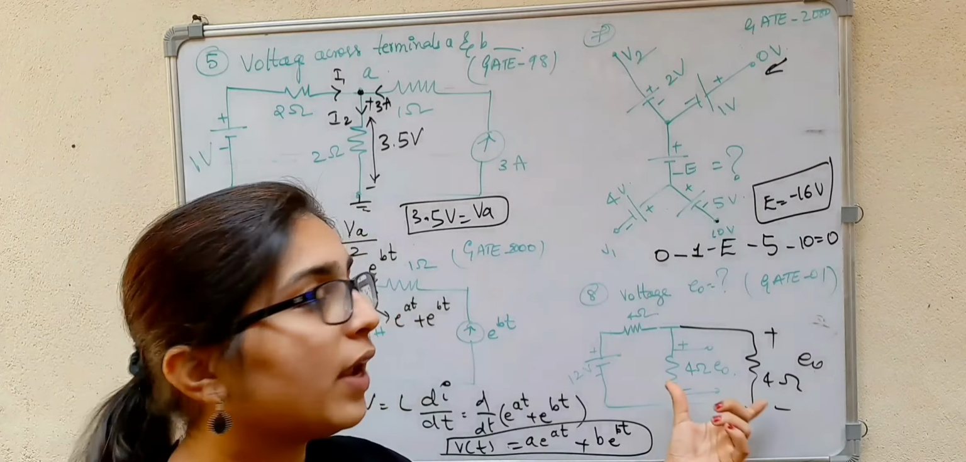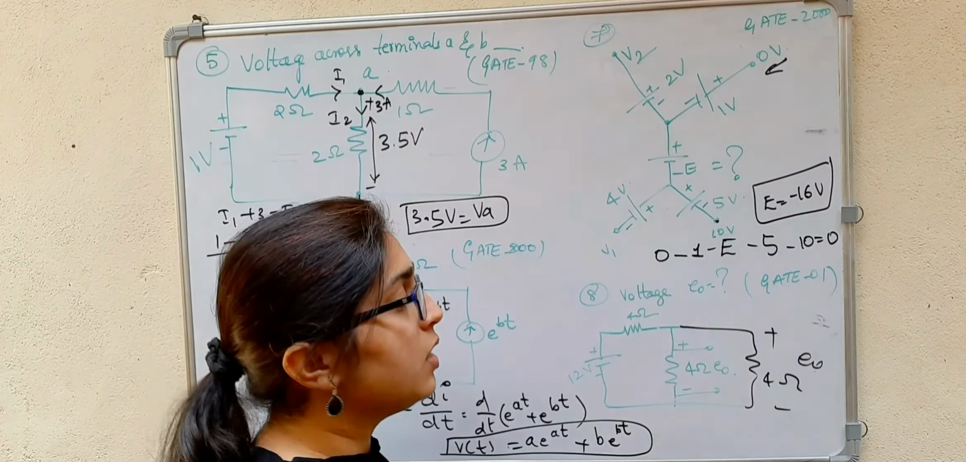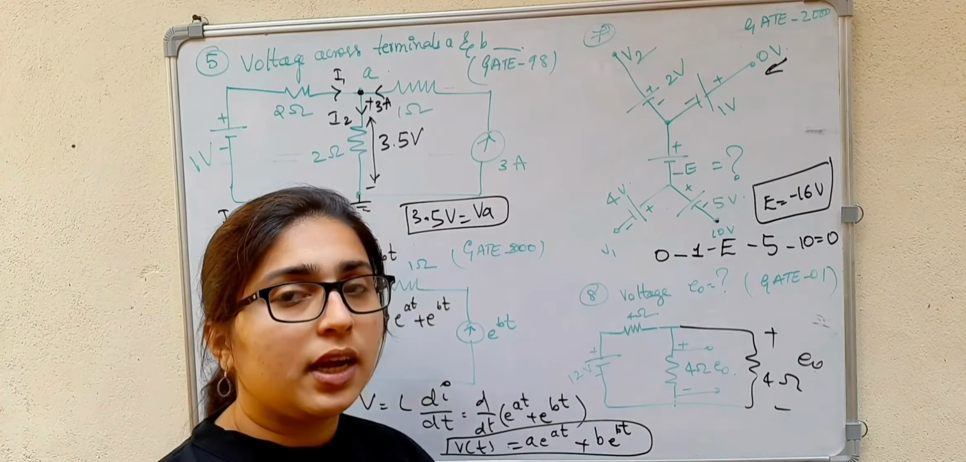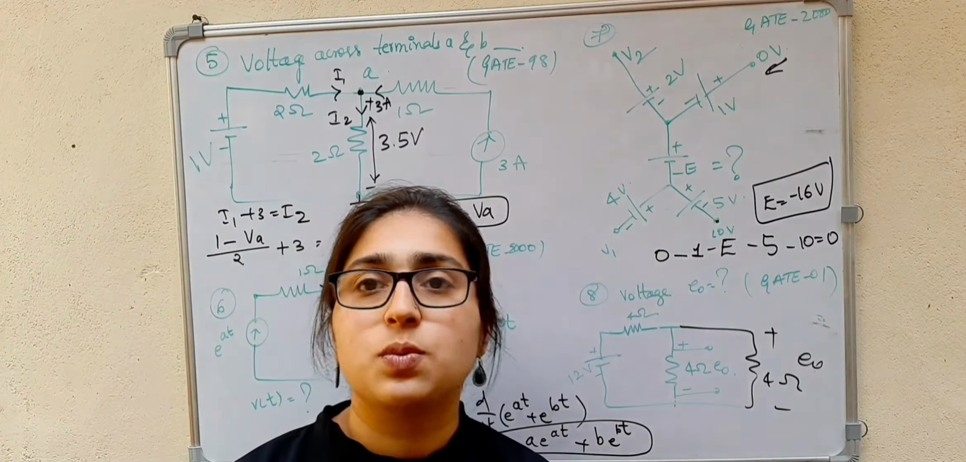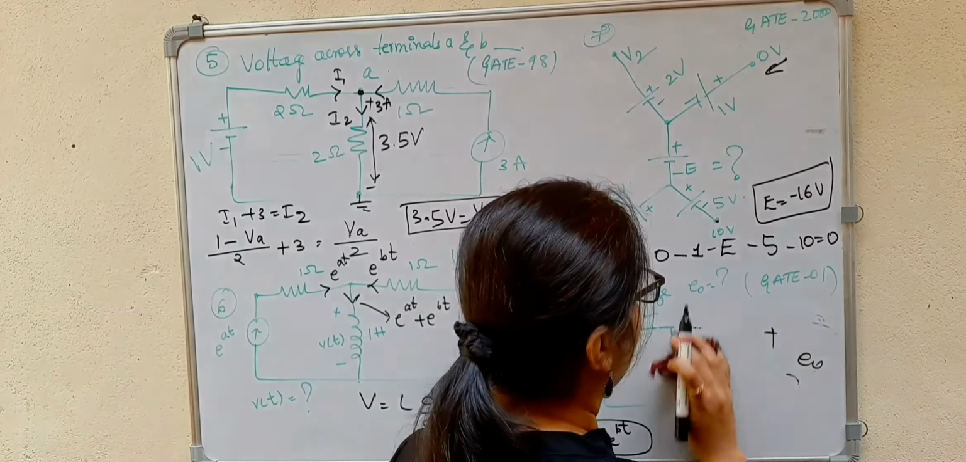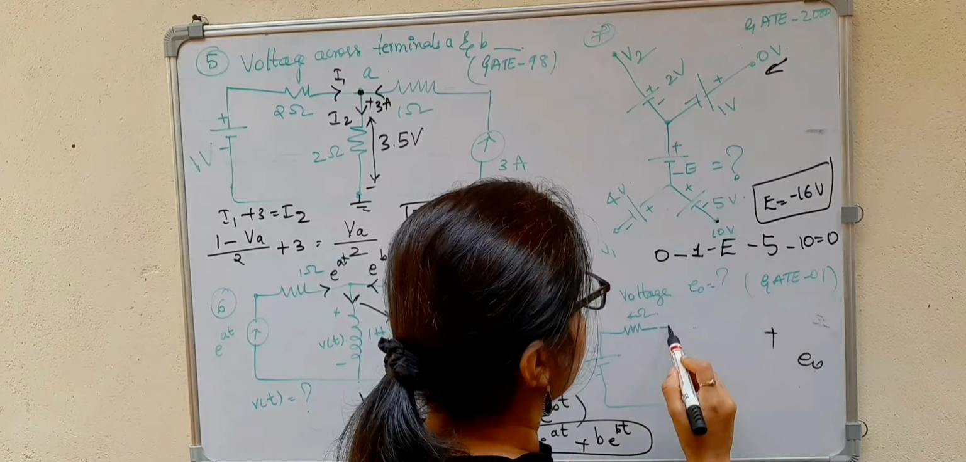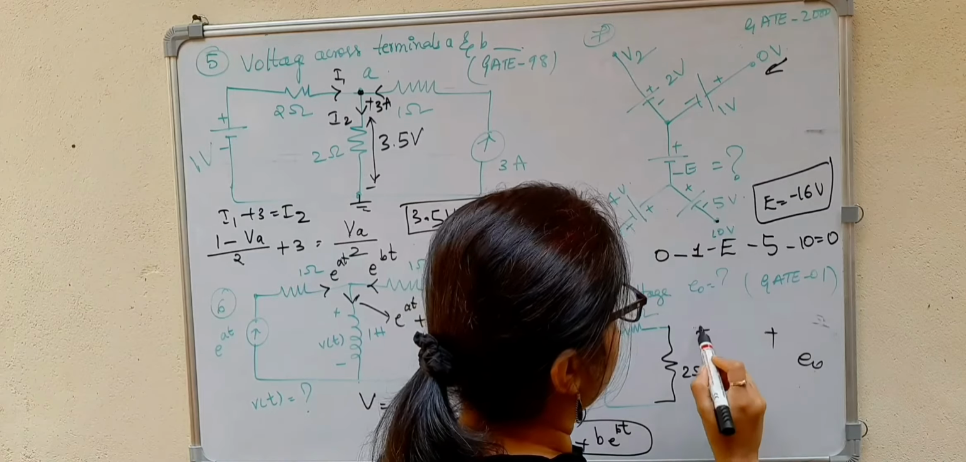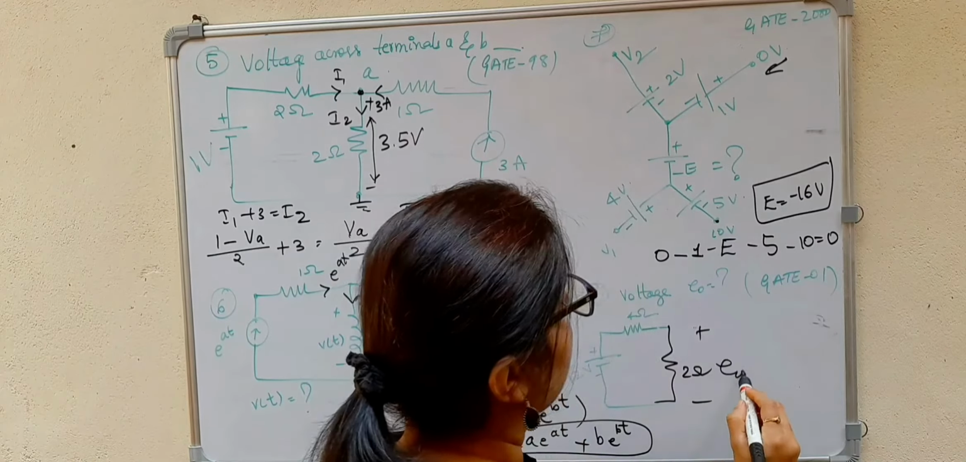So that means now I can simplify these two resistors. When two equal resistors are connected in parallel, the equivalent resistance is the value divided by 2. So 4 divided by 2 will be equal to 2 ohms. Okay. So now I can write this as 2 ohms. So this is the value E0.